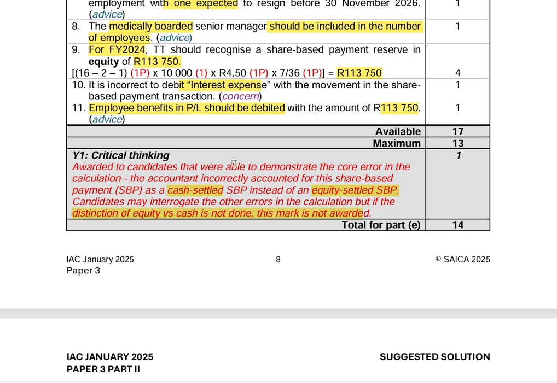So what was the critical thinking in this question? It's for you to show the understanding that this was not a cash settled share-based payment. However, it was an equity settled share-based payment. So showing that distinction between equity and cash would have made you be awarded an extra 1 mark. So this takes us to the end of this question.